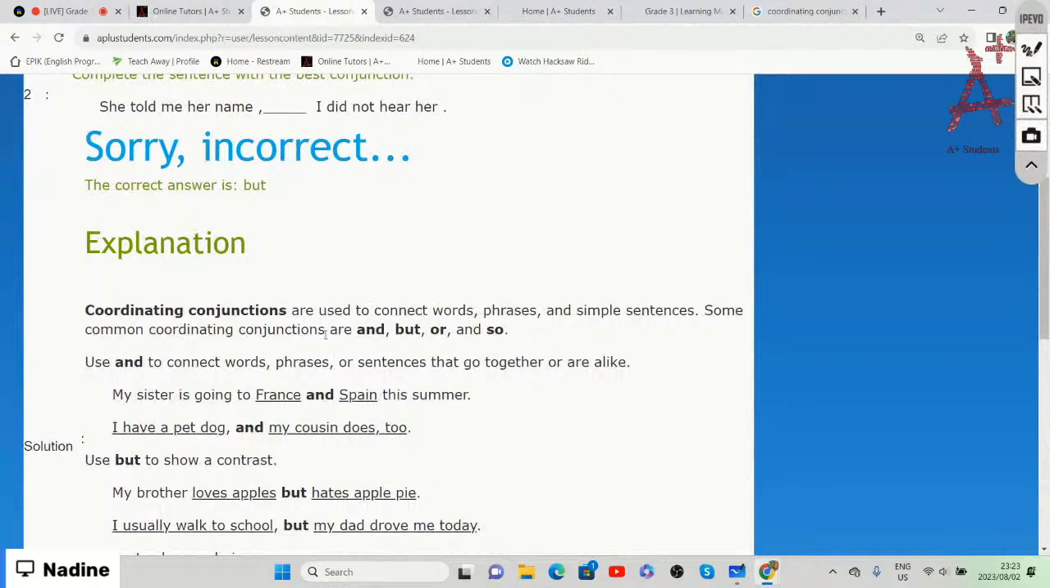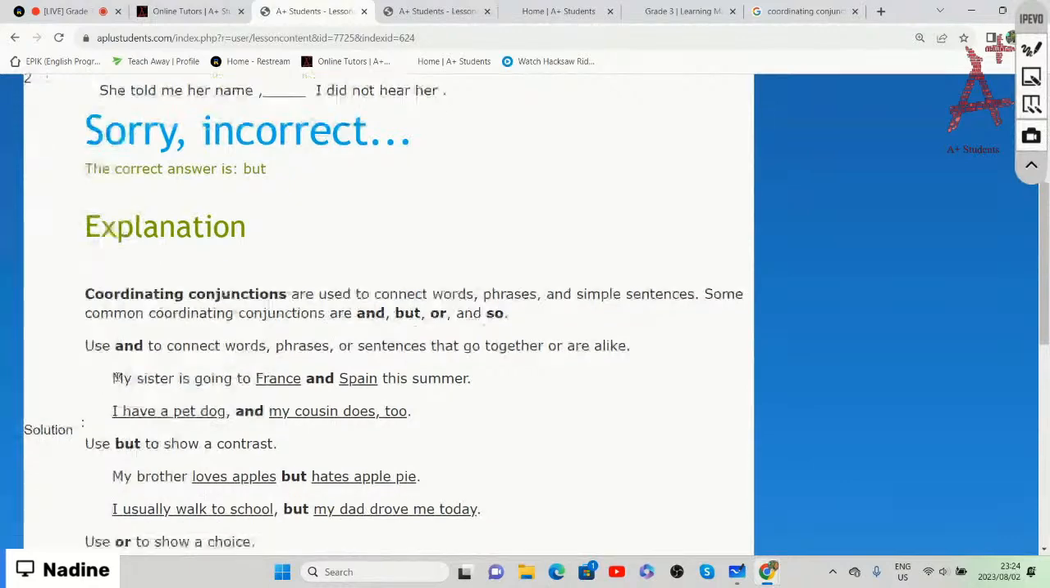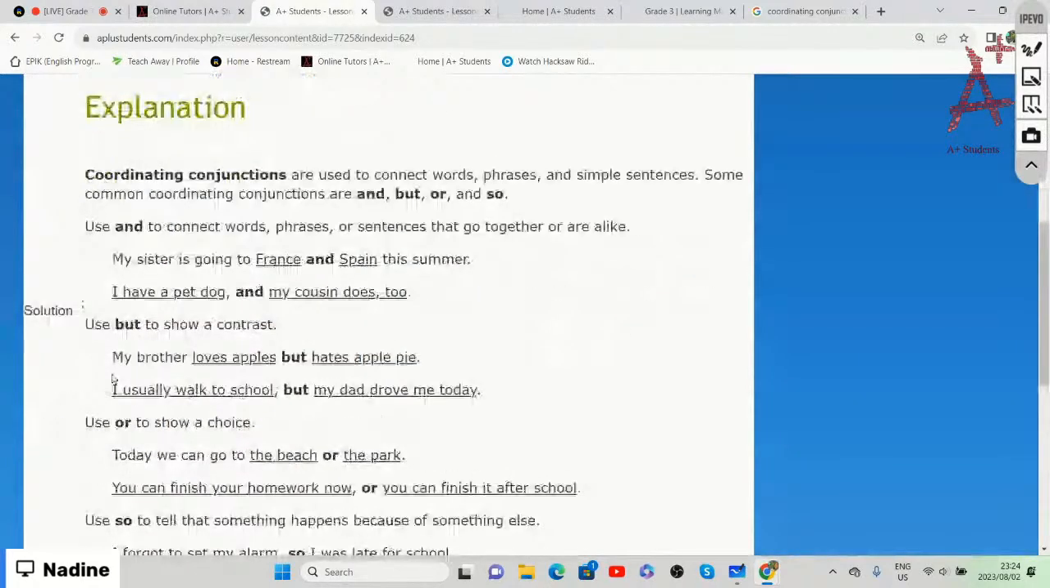And of course there are about seven coordinating conjunctions, which also include yet, nor, and for. But the most common ones that we mainly use, especially within our grade and age, are and, but, or, and so, right? Remember, in this lesson we are using our coordinating conjunctions. So if we use these four common coordinating conjunctions, and, but, or, so, right?